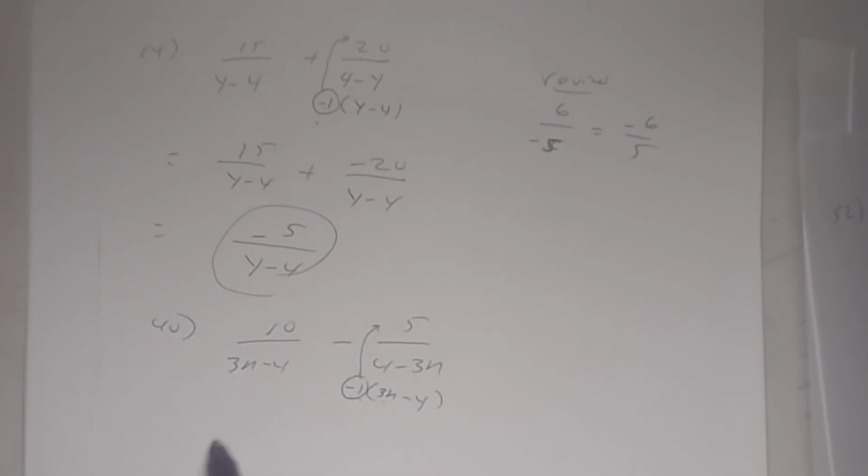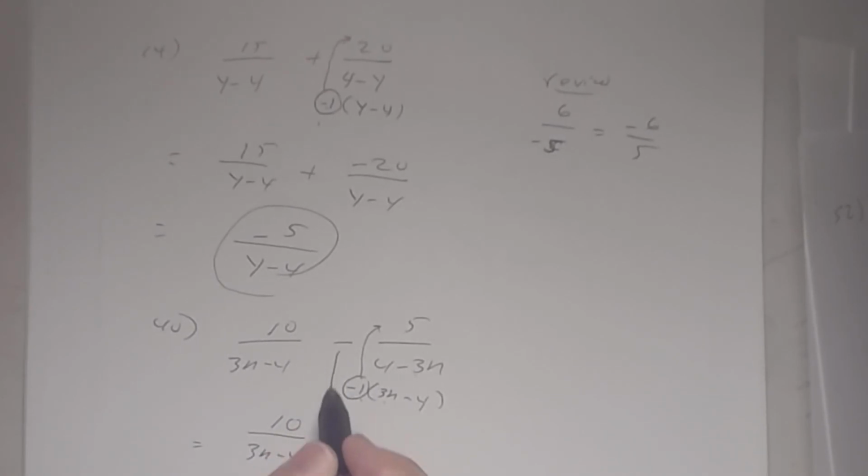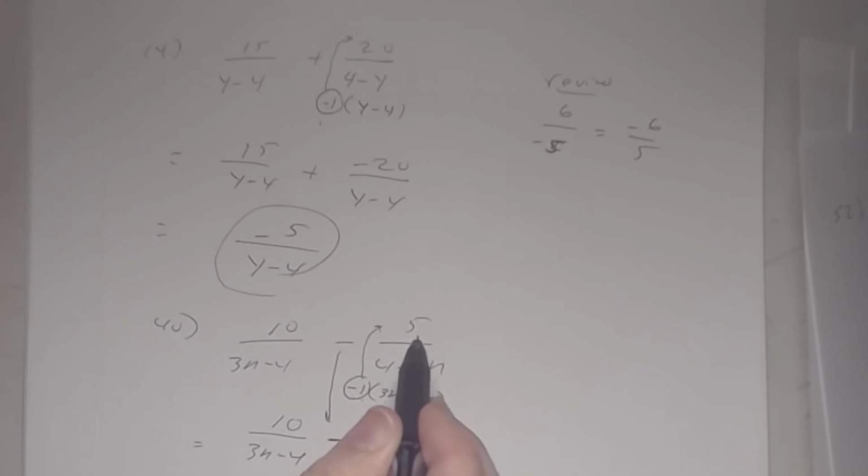Okay? So what I have is this now. I have 10 divided by 3n minus 4, subtract, and the 5 becomes a what? Negative 5 divided by 3n minus 4. Are y'all okay with that part? Okay, let me know if you don't see anything, because that's on that worksheet.